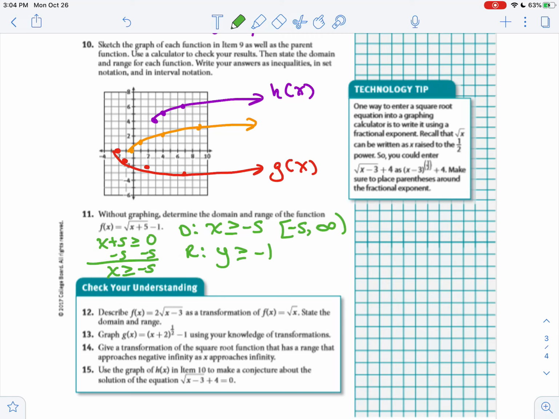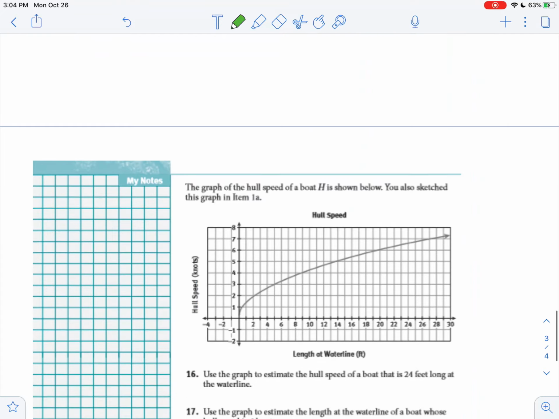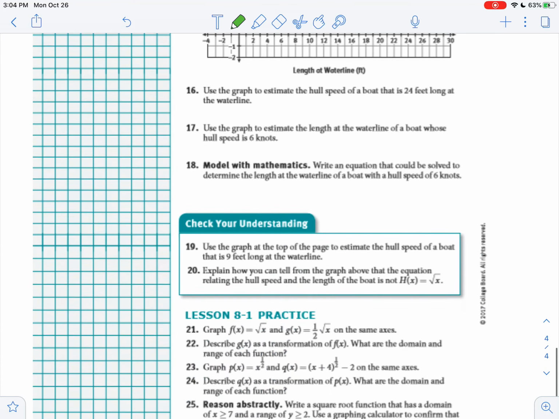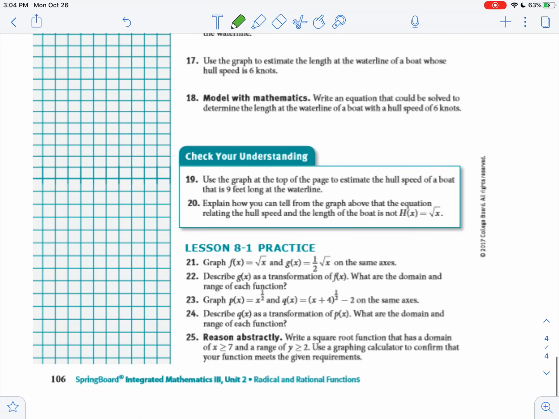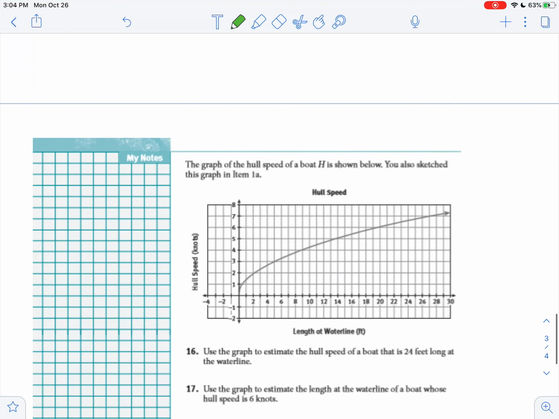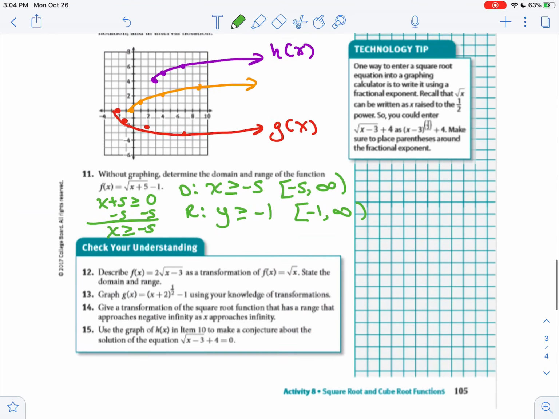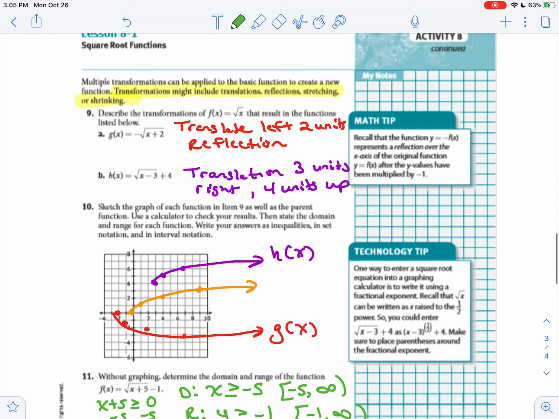For range, plugging in a negative 5 will give me a 0, but then 0 minus 1 is negative 1. So my range is going to be all y's greater than or equal to negative 1, or going from negative 1 to infinity. And now we have both notations there, set notation and interval notation. I'm going to save some of the other ones to do in class, to check your understanding, and then, of course, some of the practice.